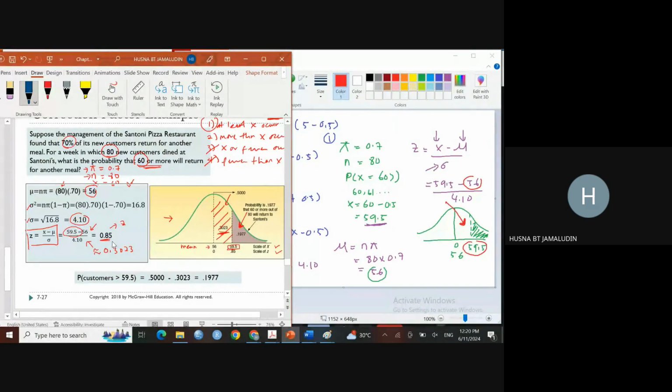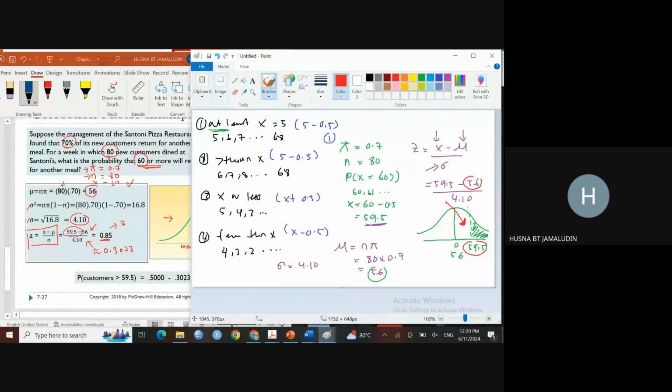But this is just the z value. Remember, you shouldn't stop here. You have to refer to the z table. I assume that you know how to look at the z table. And then you find 0.3023. So how to find this green area? Anyone? Remember, half of the diagram will give you 0.5. You will take 0.5 minus the one that you have computed, 0.3023. So you should get the value of, I don't remember, 0.1977.